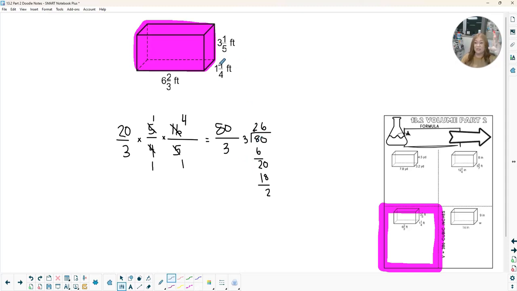But they gave me fractions, so I should give my answer back as fractions. If it gives fractions, you give fractions back. If it gives decimals, you give decimals back. So we have 2 left over out of 3. So our answer is 26 and 2/3 feet cubed. So we could fit 26 1-foot cubes and 2/3 of another one inside this big rectangular prism here.